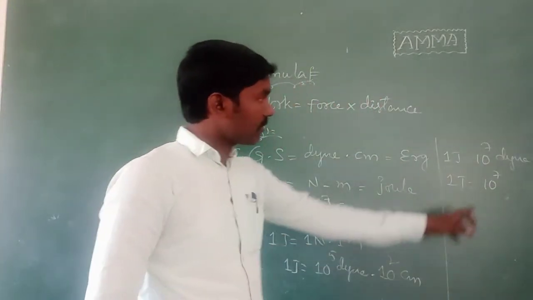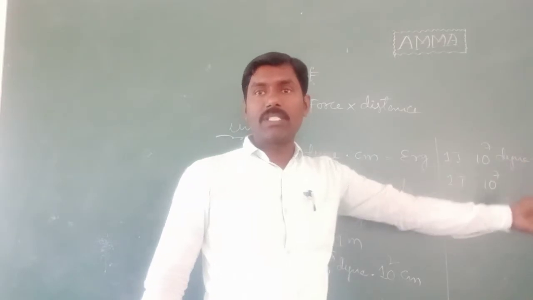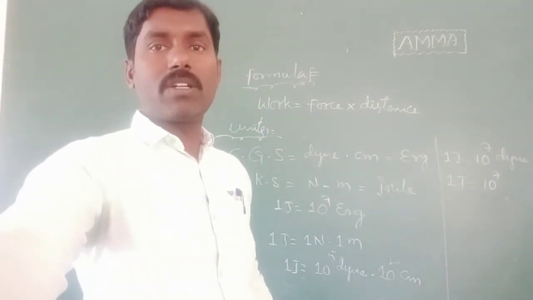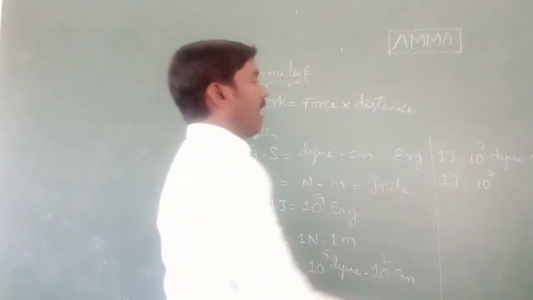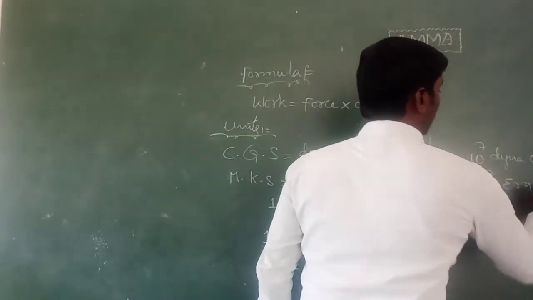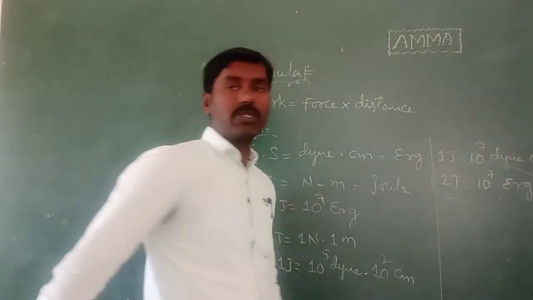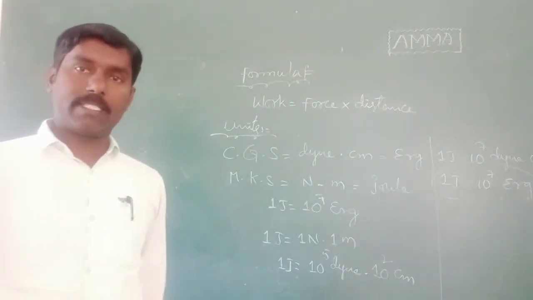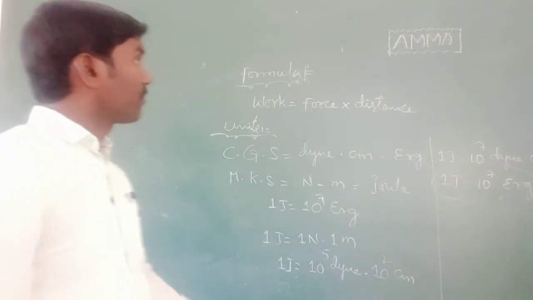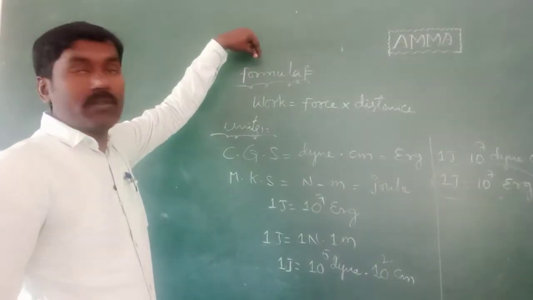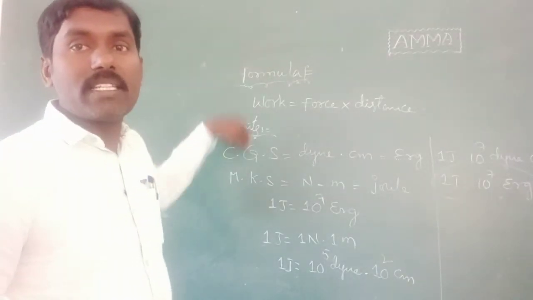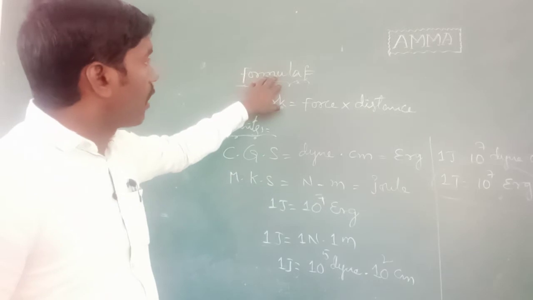Friends, the dyne centimeter is also referred to as erg. Erg means 1 joule is equal to 10 power 7 ergs. Is it clear, students? Once again, we are discussing the formula of work and the units of work. So what is the formula of work?